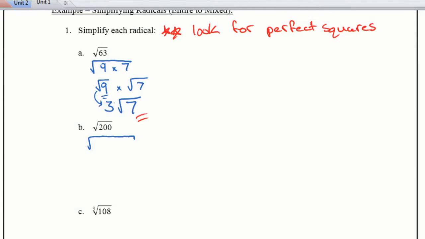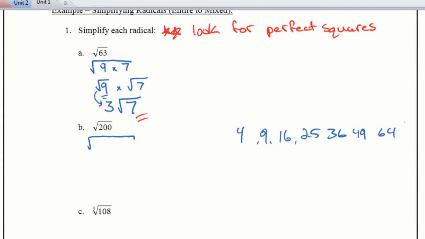Ava's on it. 10 times 20. Taylor, you're right, 10 times 20 is 200, but neither 10 nor 20 are perfect squares. So I'm thinking numbers like 4, 9, 16, 25, 36, 49, 64. These are the numbers I'm trying to figure out.